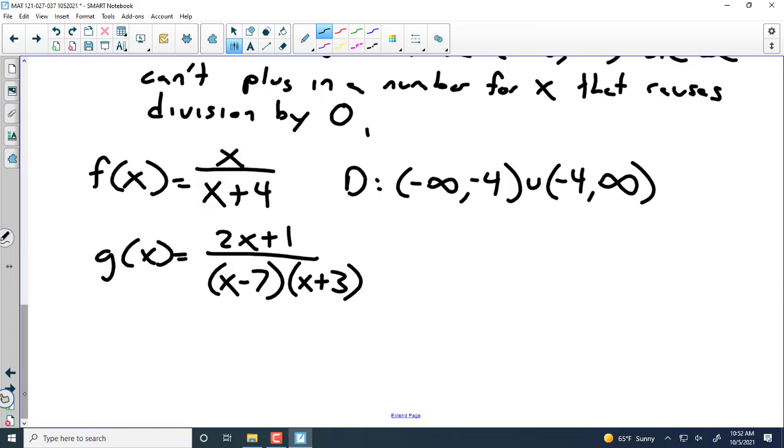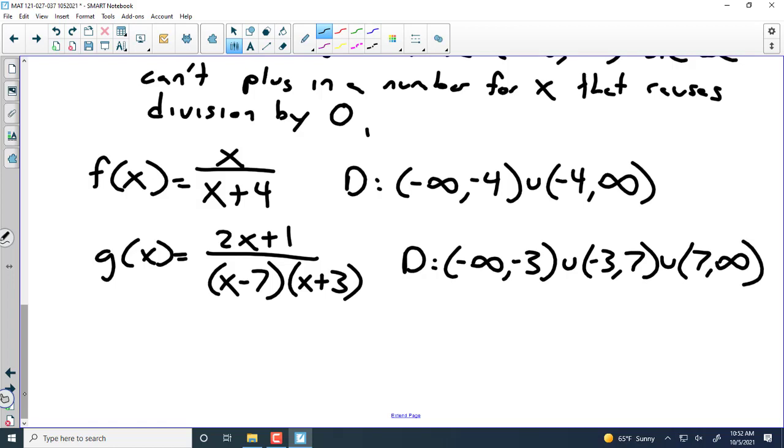What two numbers must I kick out? 7 and negative 3. Does it make a difference which order I jump over them? In interval notation, does it make a difference when I write my domain? You have to do it in order. So it has to be the negative 3, then the 7 to infinity. You have to write it like that. If you switch the locations of your 7 and negative 3 on that, you're not going to have the right answer.